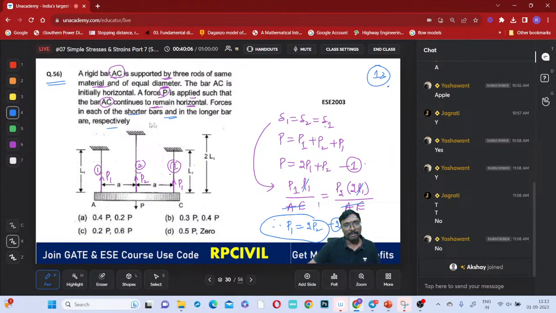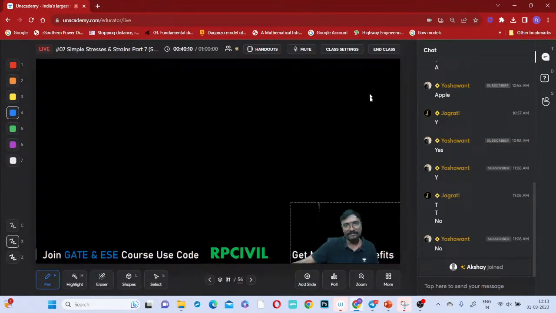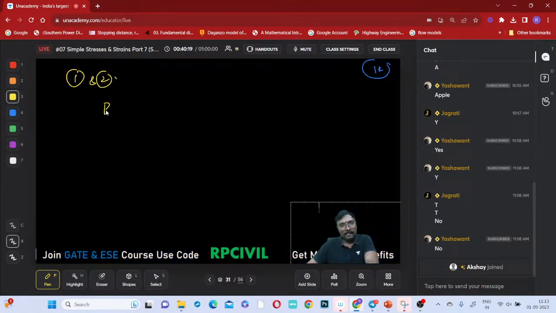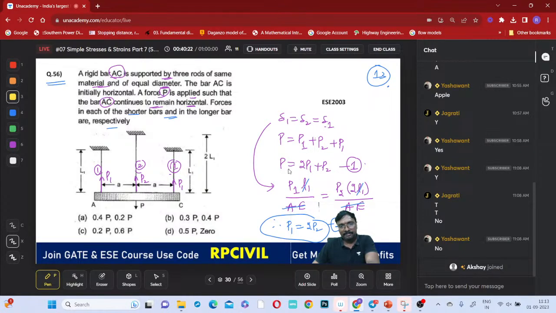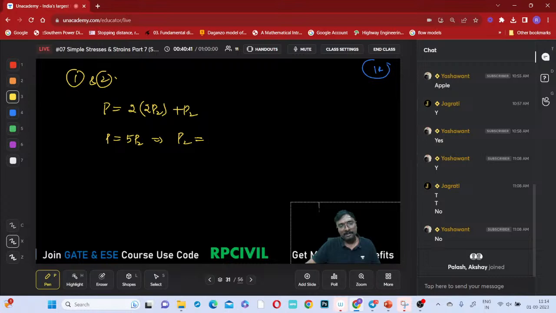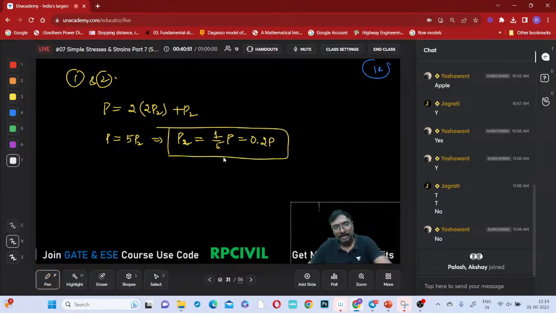So the forces in the shortest bar and the longer bar respectively can be found by solving equation numbers 1 and 2. P equals 2 times P1 plus P2, which is 2 times 2P2 plus P2. So P will be equal to 5P2. This implies P2 is 1 by 5 times P, which is 0.2 times P.